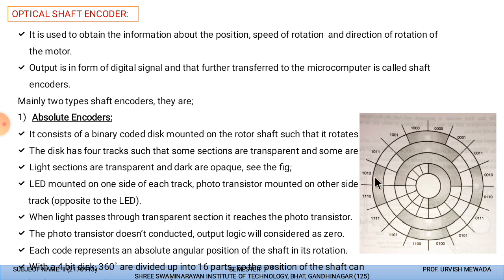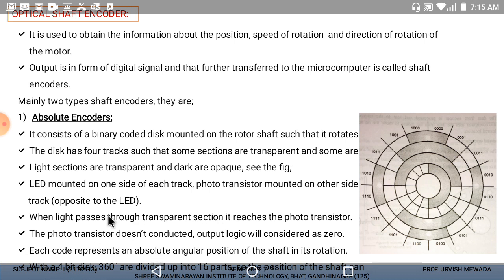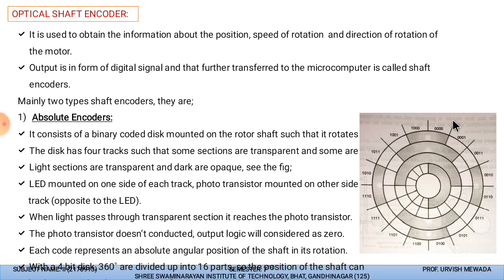So each code represents an absolute angular position of the shaft in its rotation. Here we consider 360 degrees, and we have a 4-bit disk. So 360 is divided into 16 parts, so that the position of the shaft can be determined. 360 divided by 16 is 22.5 degrees. So it can sense the shaft position with an angular resolution of 22.5 degrees.